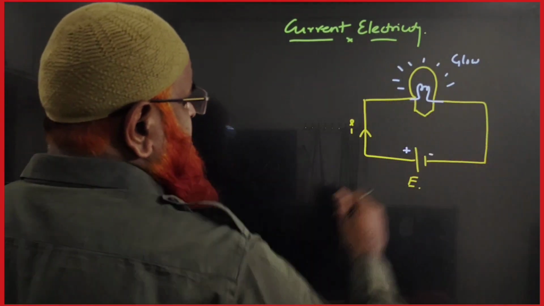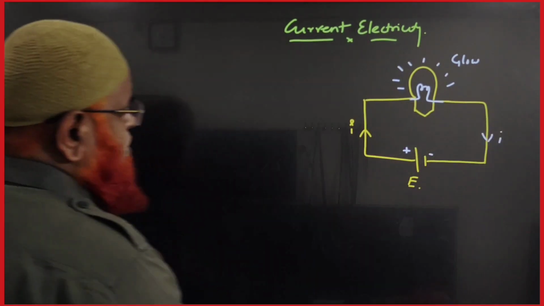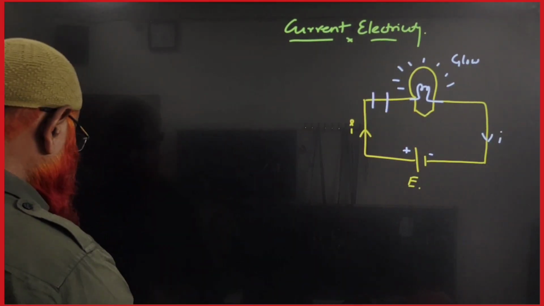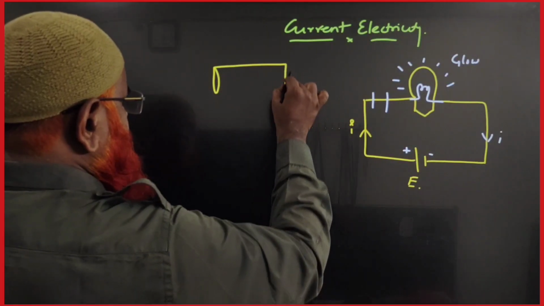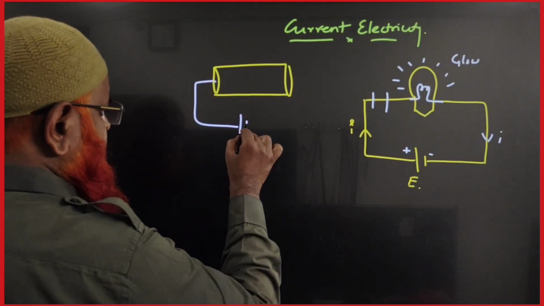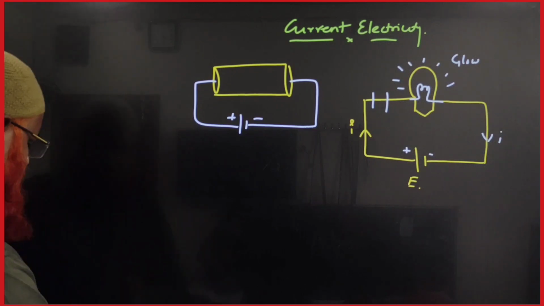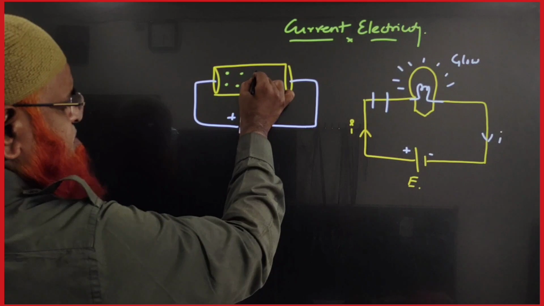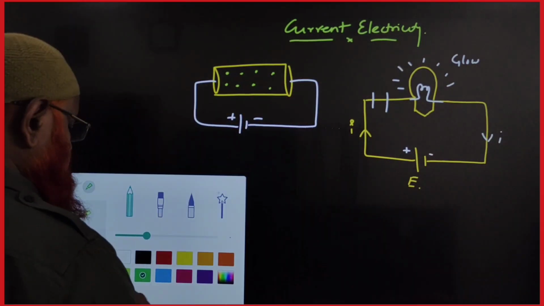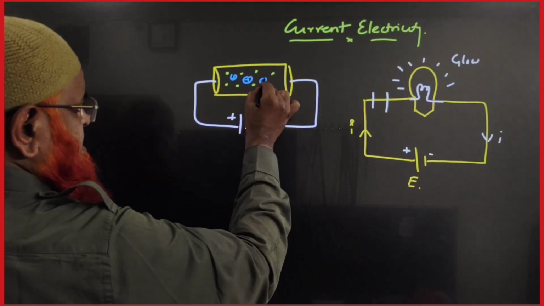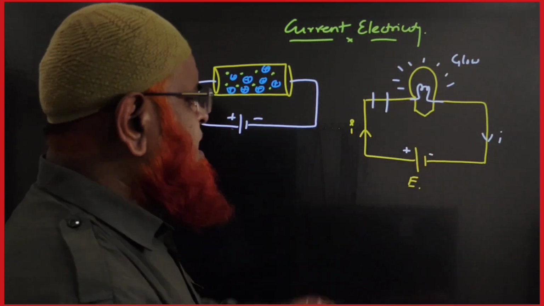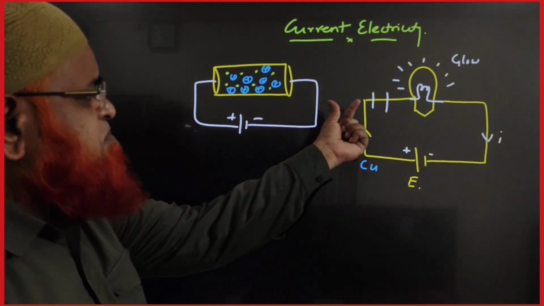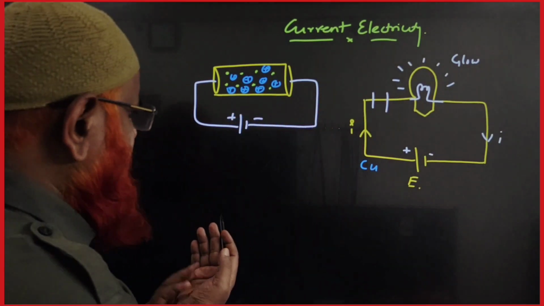So if the current is passing from higher potential to lower potential here, what is going to happen? I will take a small part of the wire separately, and we shall study what is going to happen. The battery is connected to this wire, positive terminal and negative terminal. Inside this there are millions and millions of free electrons, and there are also positive ions present. This is a part of a copper wire, and I am studying what is going to happen in this.